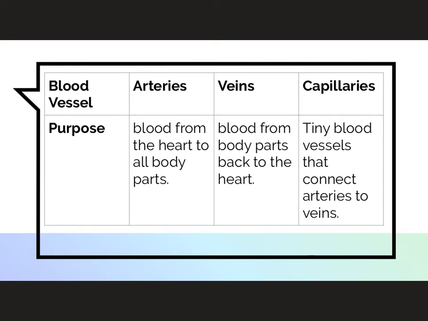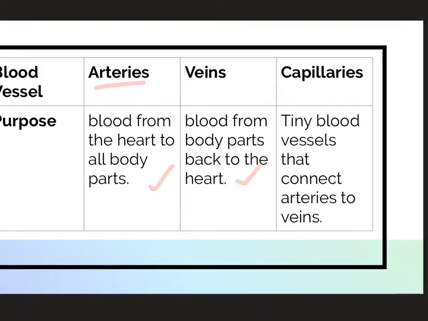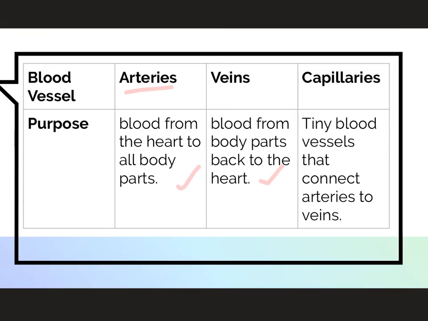So here's a quick synopsis of the different types of blood vessels we looked at. The arteries, again, their job is to take blood from the heart to all the parts of the body that need oxygen. The veins bring blood back to the heart, usually carrying carbon dioxide, and the capillaries are where that exchange happens. They're the tiny blood vessels, and they connect the arteries to the veins, so there's always a closed loop.